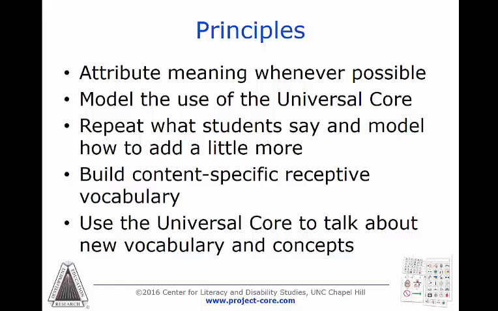For example, instead of providing students with a communication display that includes book-specific vocabulary, such as the names of characters, educators can teach students to talk about characters using Universal Core words like "he" or "she." Across academic contexts, students can learn the meaning of many new words and develop their conceptual understandings while learning to communicate expressively using the Universal Core.